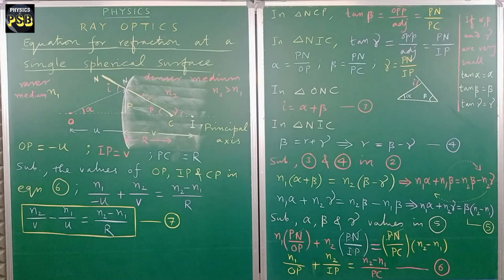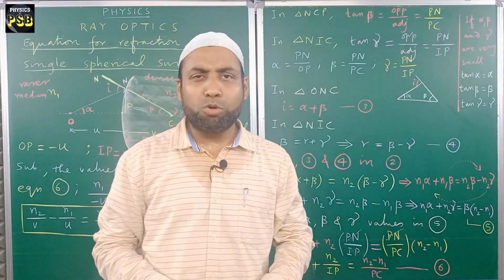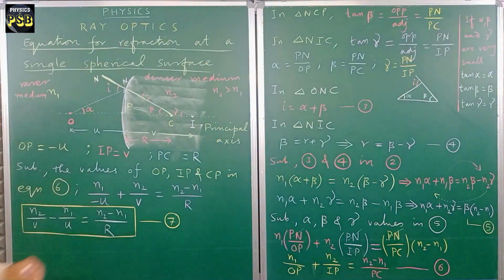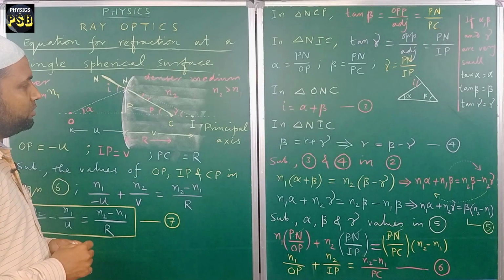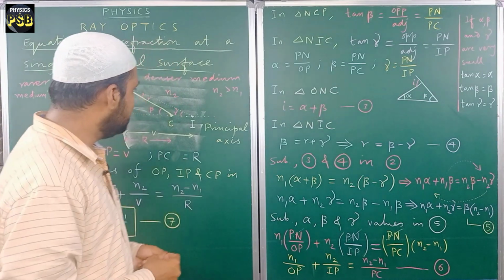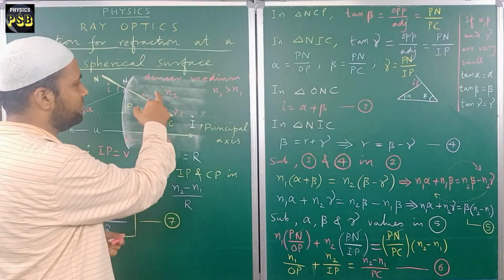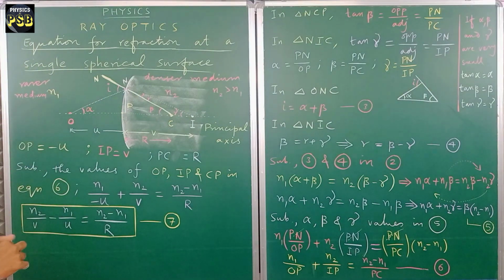This is called equation number 7, and it is nothing but the equation for refraction at a single spherical surface. Clear? Okay. Now, before the conclusion, I am going to make certain changes to this final equation. Suppose the denser medium is taken as a medium whose refractive index is n, and the rarer medium is taken as air.